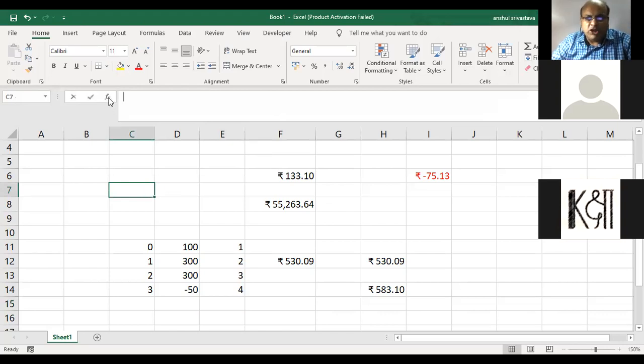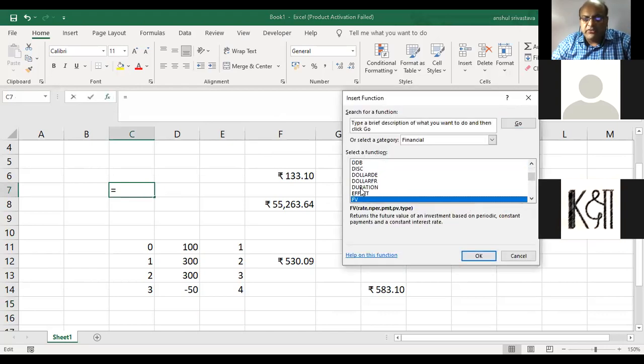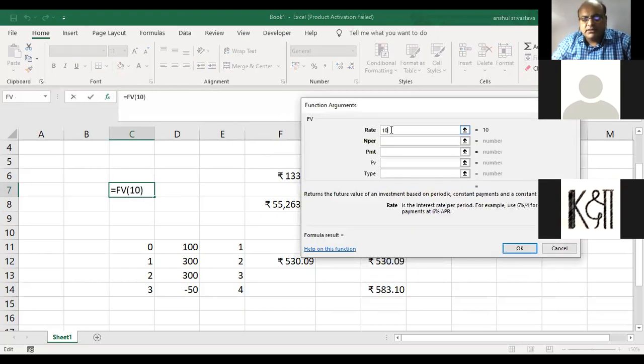So what are we going to talk about? We are going to talk about FV. Rate is 15%. Now, no need to do it monthly because she is investing at the end of the year. She is investing yearly. Number of periods is 45. PMT is minus 3,650. PV is 0, there is no PV, and type is 0.